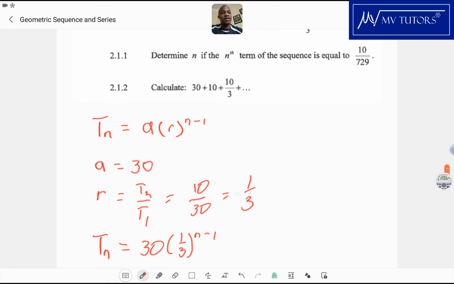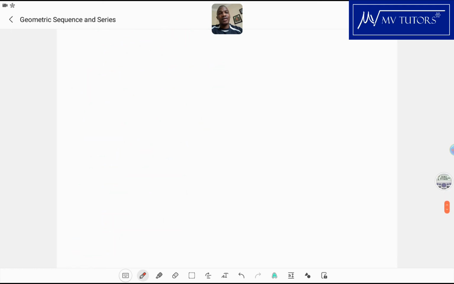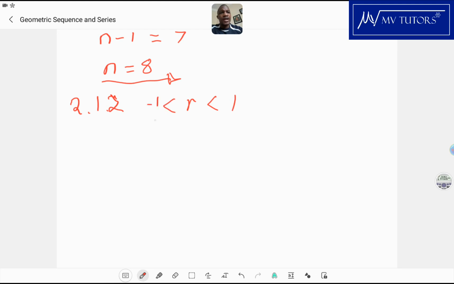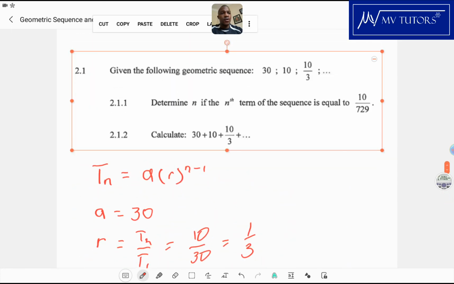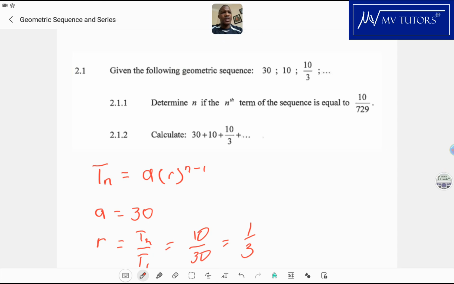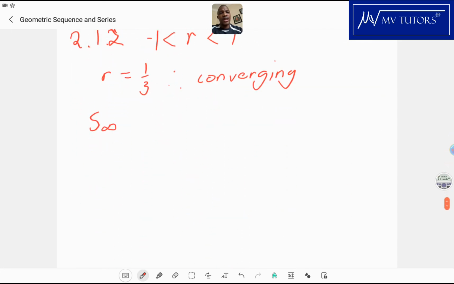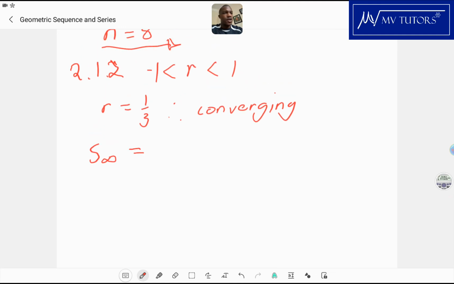Now, since our r is a third, that means r is between 1 and -1. Because r is a third, it's converging. Since it's converging, we can sum the infinite numbers, because these dots mean that you are continuing. It's an infinite number of numbers that you must sum. So we add up all the numbers in that infinite series, and we have an equation for it. It's just a divided by 1 minus r.